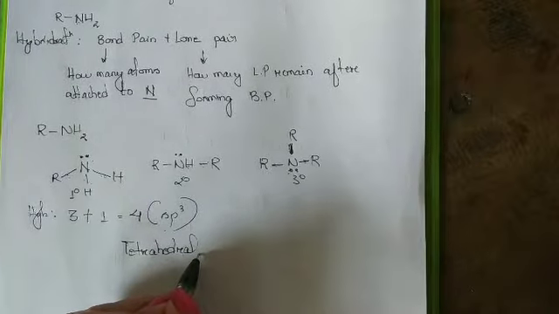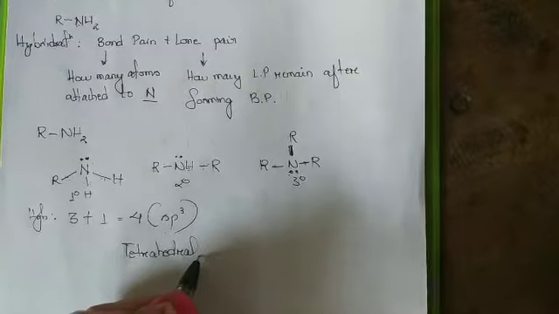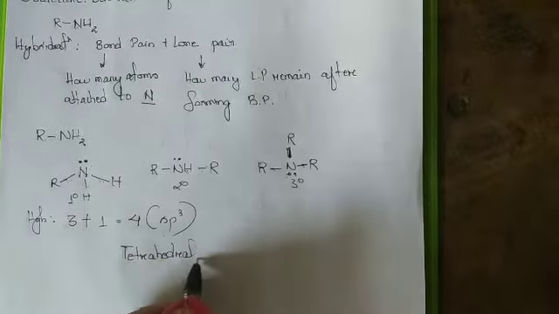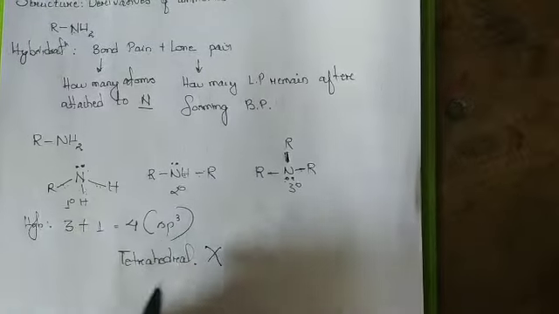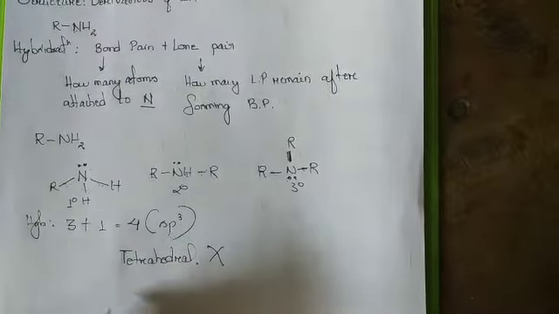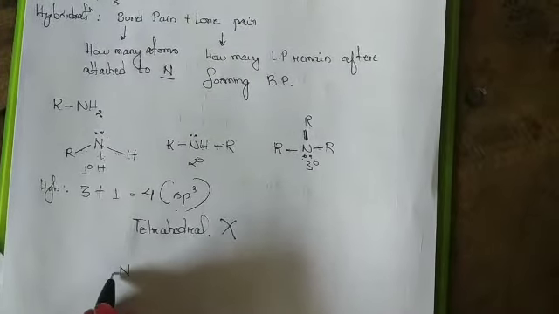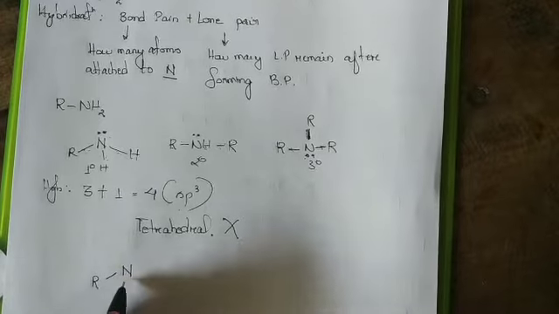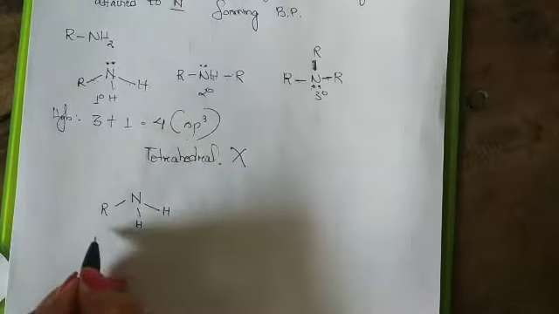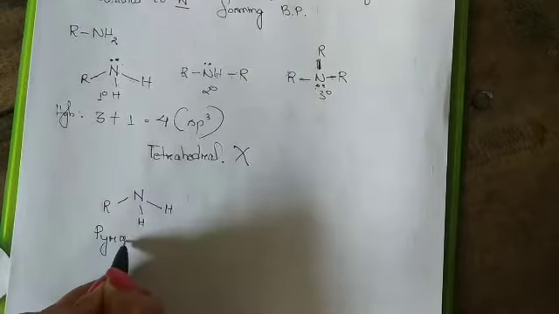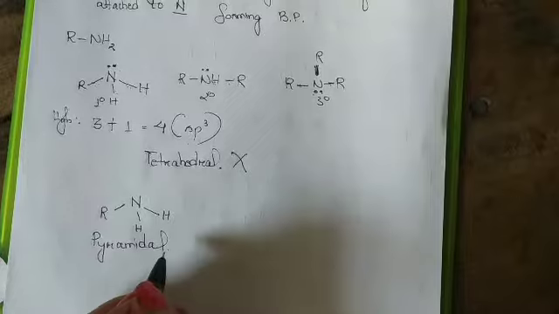But it is not possible when we have lone pairs. When a lone pair is present, a tetrahedral structure cannot be formed. And so in the case of amines, at nitrogen, a pyramidal structure is formed.